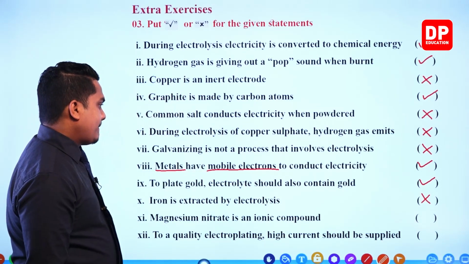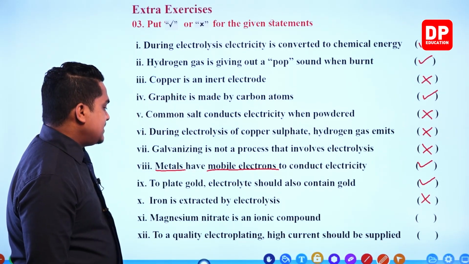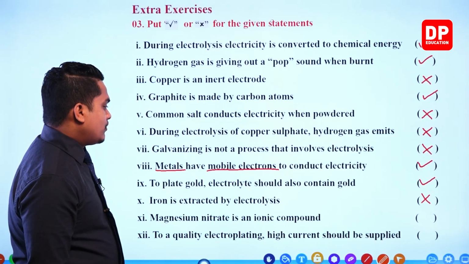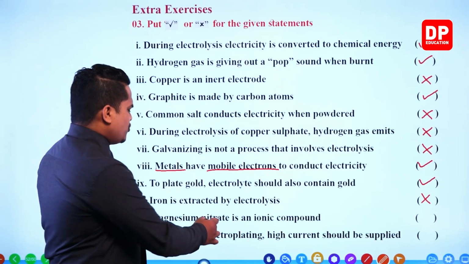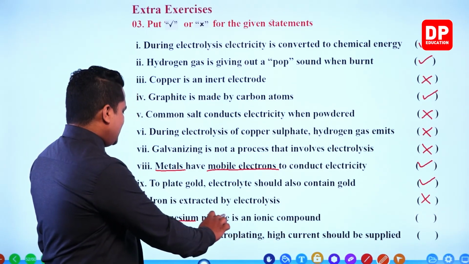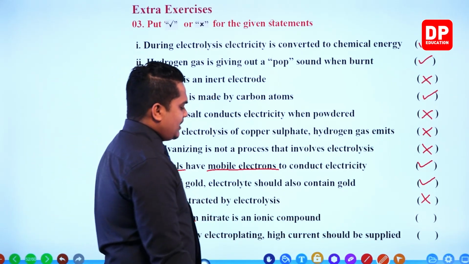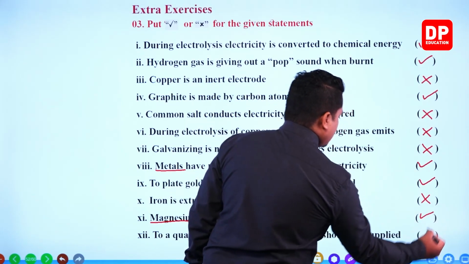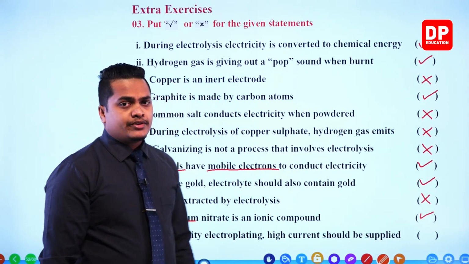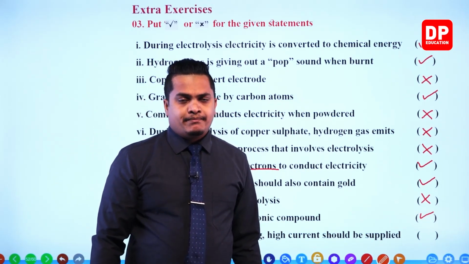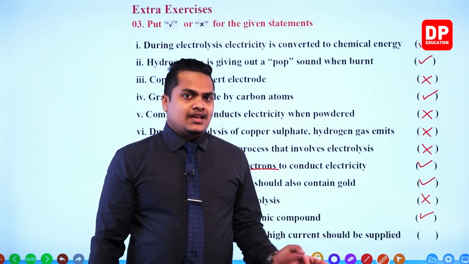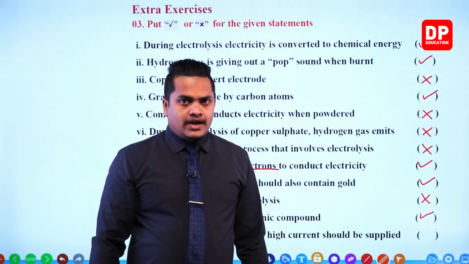Next one. Magnesium nitrate is an ionic compound. Of course, my dear children, you can ignore nitrate. Magnesium is a metal, no? So magnesium nitrate is definitely an ionic compound because magnesium is a metal. I told you that it's very easy to identify ionic compounds. If there is a metal included, then it is an ionic compound.